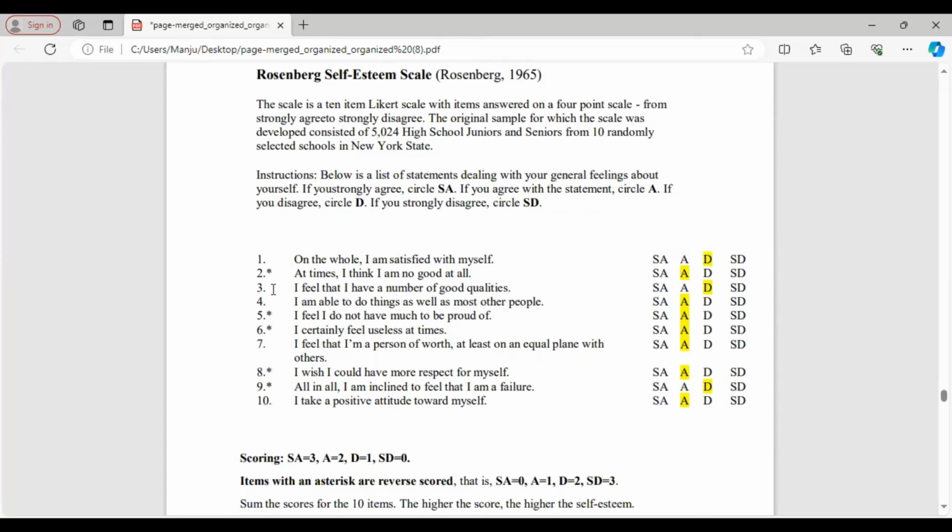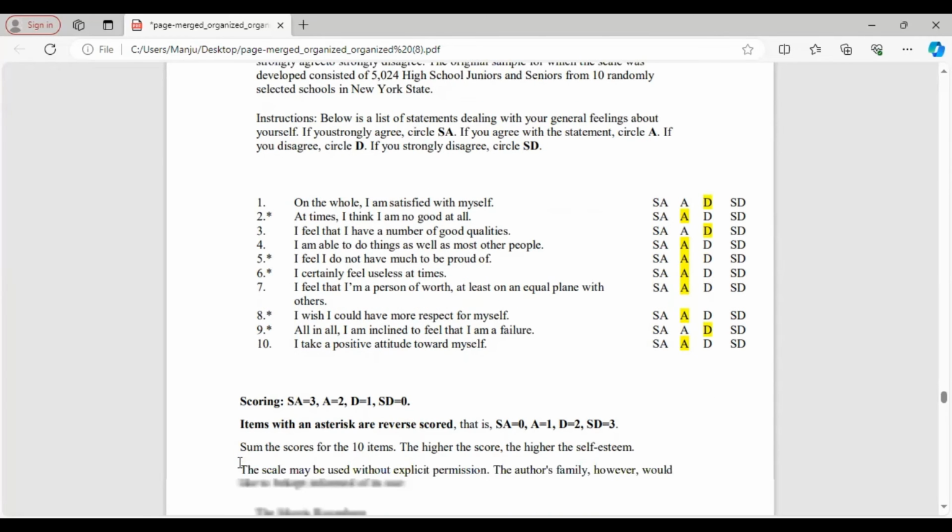Notice that some of the statements or points are marked with an asterisk. In scoring, we'll see what the use of these asterisks is. So, scoring is done as follows. If the client marked strongly agree, it is 3. For agree, it is 2. Disagree, 1. And strongly disagree, 0. But the items with an asterisk are scored in reverse order. That is, strongly agree, 0. Agree, 1. Disagree, 2. And strongly disagree, 3.